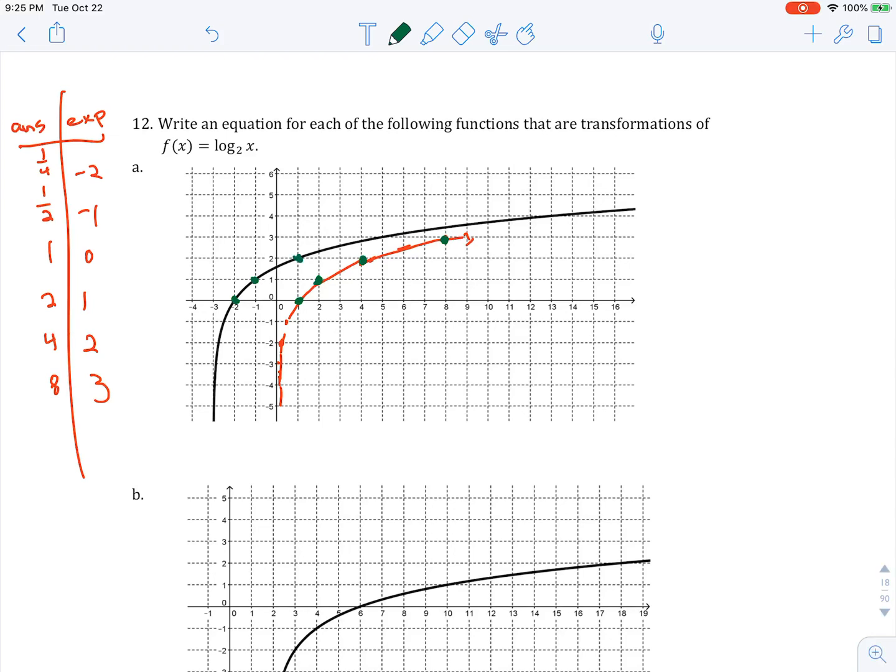So I just make sure that that's true for all of the points. And I can see in every instance that the graph has gone left 3. And just like we learned in the last video, a shift of left 3 is going to be log 2 parentheses x plus 3.